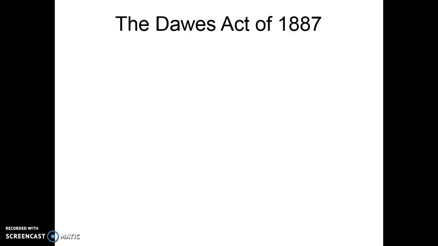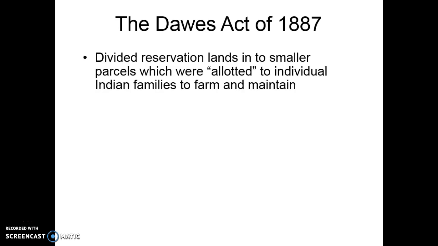And so this actually leads to another policy. We talked about reservations as a way to get Native Americans onto certain areas of land that the federal government could regulate and monitor. Now we're going to take those reservations and cut them up into smaller plots of land in something called the Dawes Severalty Act, or the General Allotment Act of 1887. And so now we're going to take large reservations that have been given to tribes and divide them into plots given to individual Indian families.